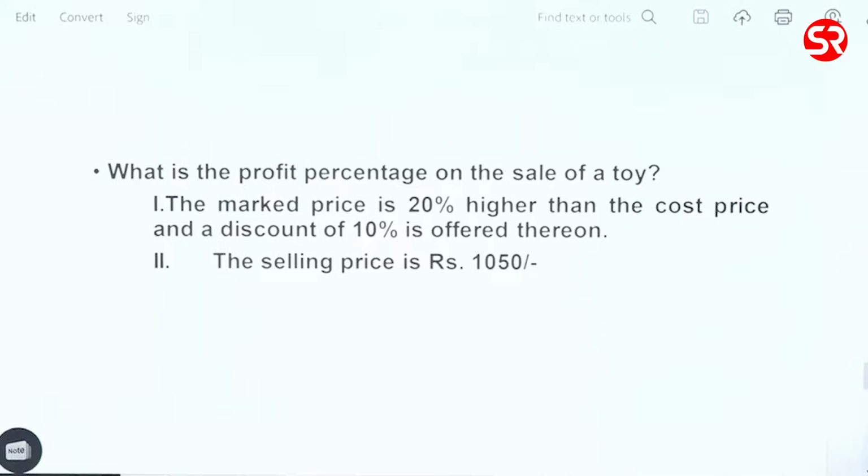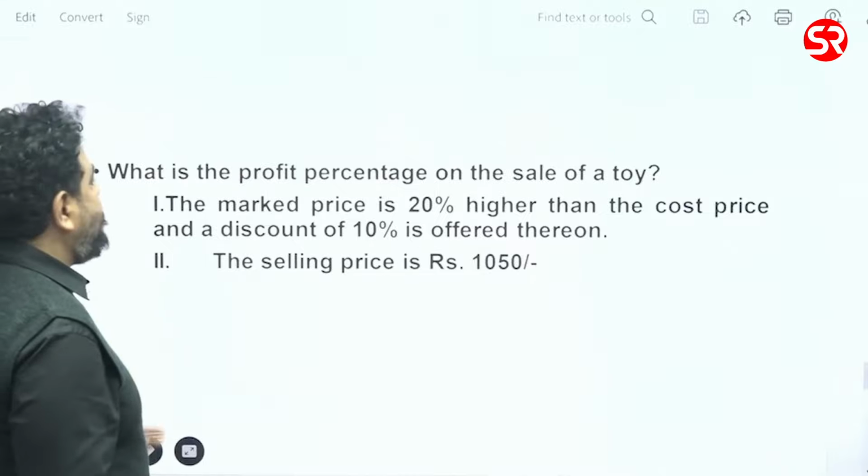This is the question. This question has forced you to mix the two statements, knowing that you can now solve it. Now you are forced. I have made an error in your judgment, right? He says, what is the profit percentage on the sale of a toy?